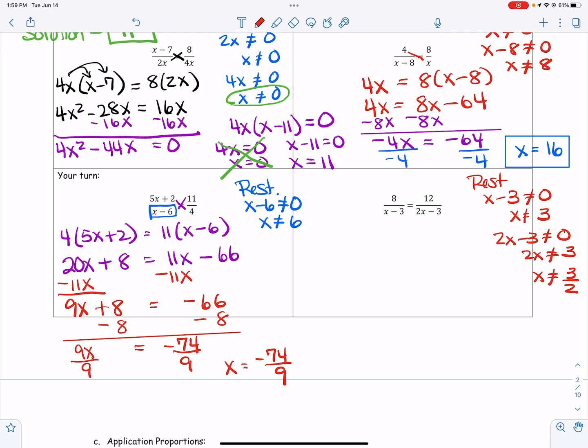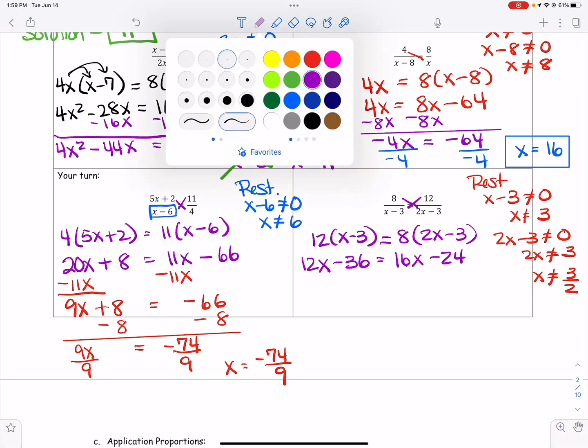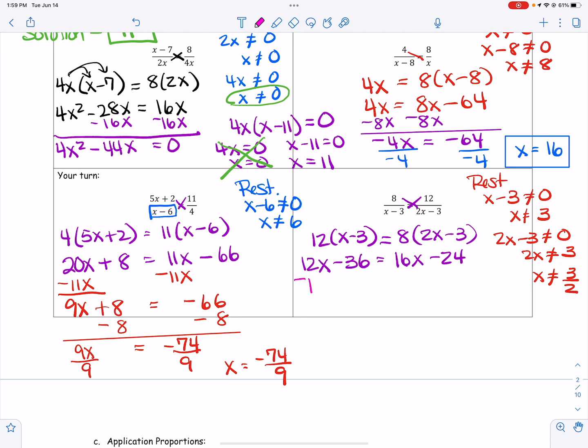Now I'm going to cross multiply. So I'm going to take 12 times x minus 3, and it doesn't matter which diagonal you start with, and that's going to be equal to 8 times 2x minus 3. So I get 12x minus 36 is equal to 16x minus 24. And I am going to subtract 12x from both sides. So that gives me negative 36 is equal to 4x minus 24.